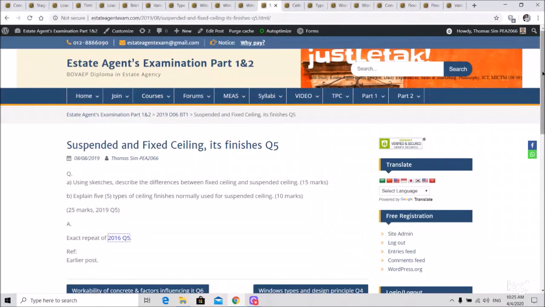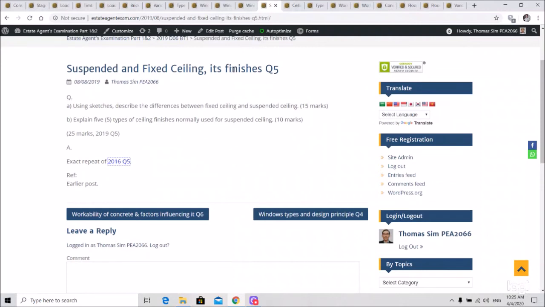Question 5 asks about ceiling, suspended and fixed ceiling finishes. Again, this is a repeat question from past years. Using sketches, describe the difference between fixed ceiling and suspended ceiling. So usually in building technology, either building technology 1 or building technology 2, you need to do drawing. So always remember, bring some color pencil, marker pen, ruler, and sometimes drawing apparatus to give a better drawing, so that your better drawing would explain to the examiner that you understand the question, and then it is easier for the marker to give you marks.